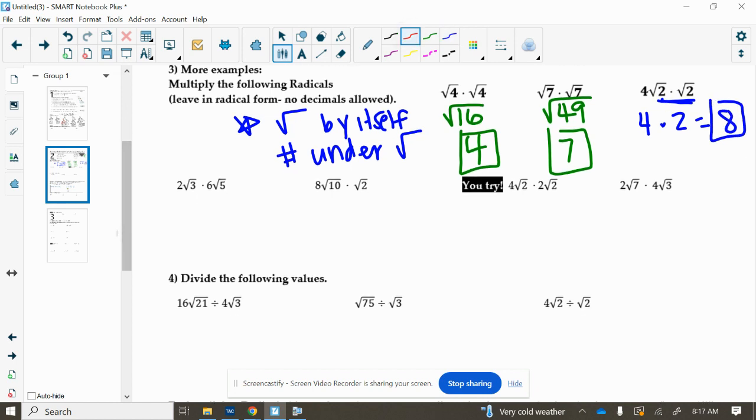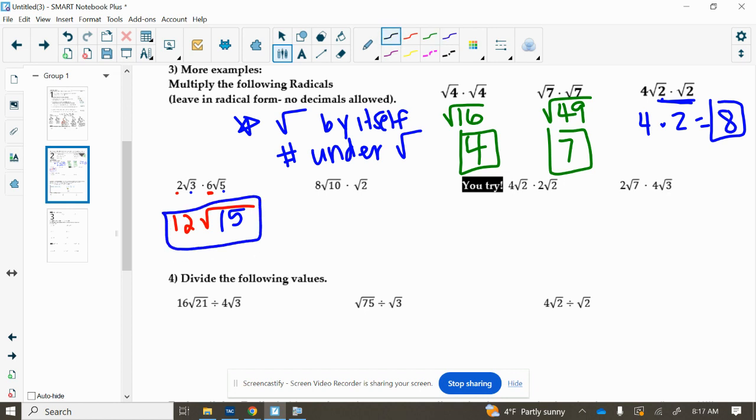Next examples, though, we're not multiplying something by itself, so we're going to have to be careful. Outside numbers get multiplied together. 2 times 6 is 12. Inside numbers get multiplied together. 5 times 3 is 15. Square root of 15 does not break down to have any perfect squares, so this just ends up being our final answer.